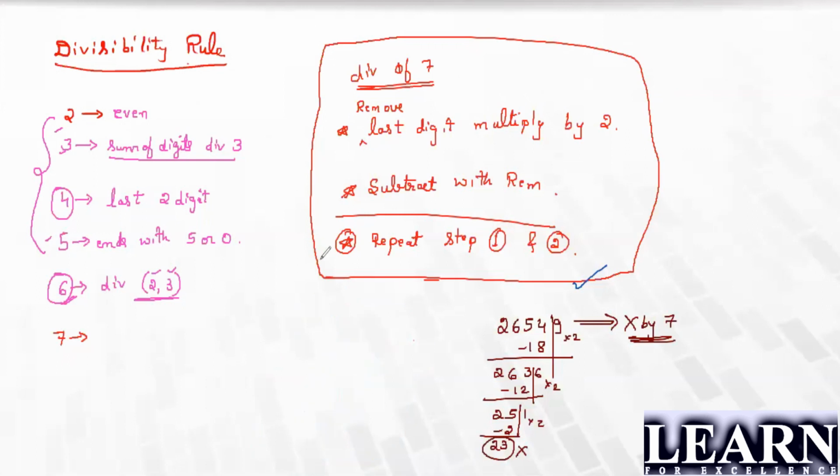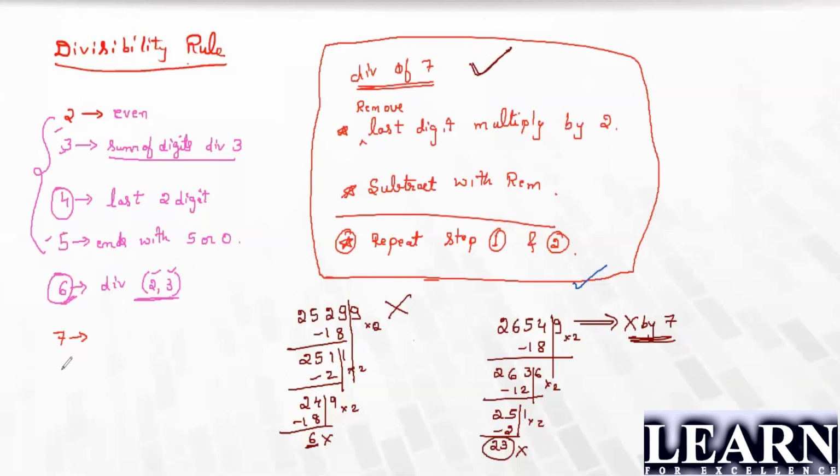One more example, then we'll proceed. The next number is 25299. Check whether it is divisible by 7 or not. Remove the 9, multiply by 2, minus 18. So I can say the number is 2511. Remove 1 again, multiply by 2. So 251 minus 2 gives 249. Again, remove 9. You will get minus 18. 24 minus 18 gives 6. 6 is not divisible. So the whole number is not divisible by 7.